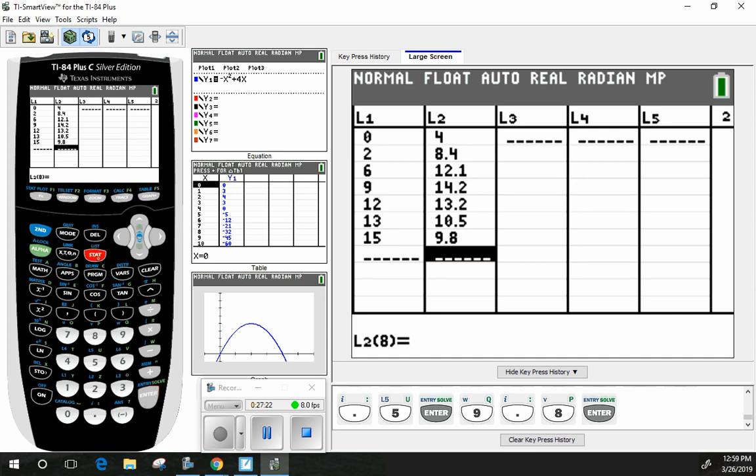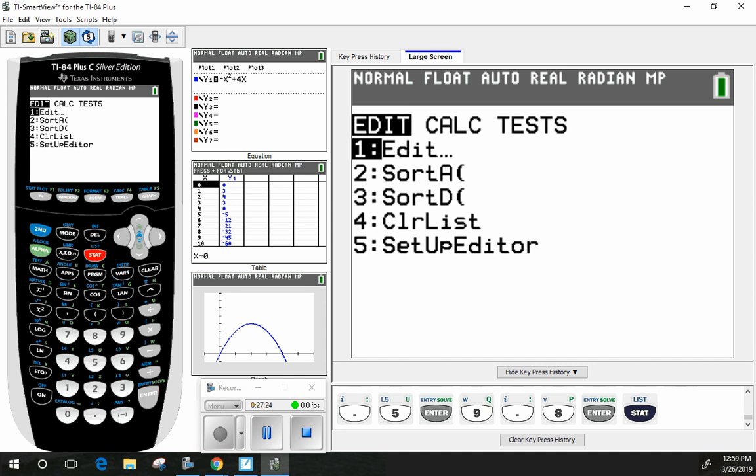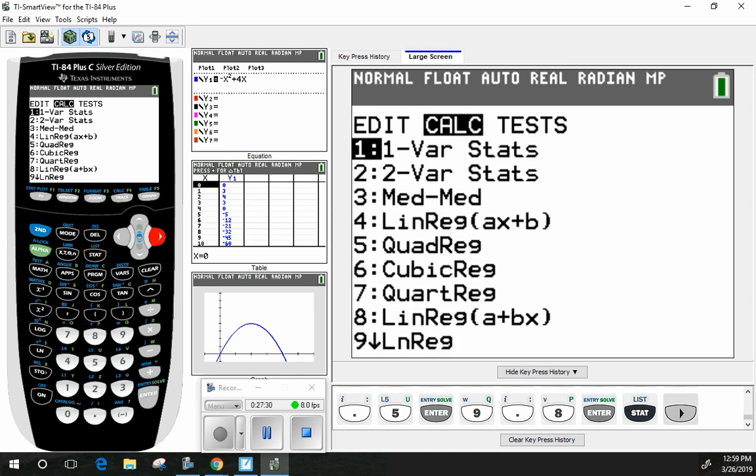Let's just go right back to stat. The data is already in there. We don't have to edit anything. We just did that. We're going to go over to the right to the calc menu. And this is where we have some regression choices.